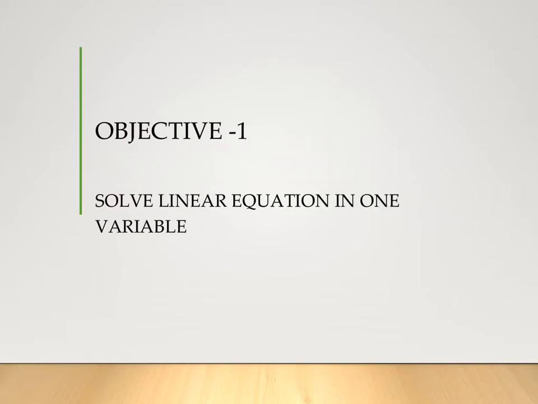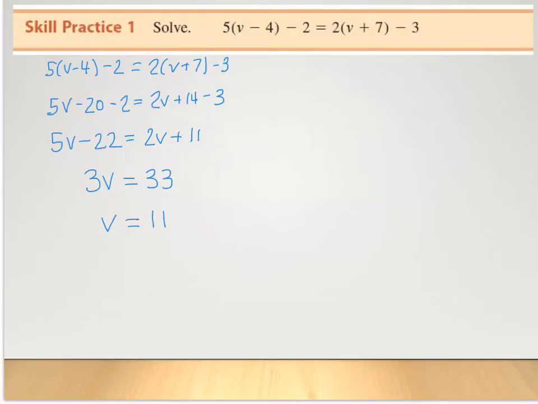Objective 1, solving linear equations in one variable. So here's our first problem. On the left-hand side of the equation, we have 5(v - 4) - 2. On the right side of the equation, we have 2(v + 7) - 3. We are solving for v, and so here's our original equation.